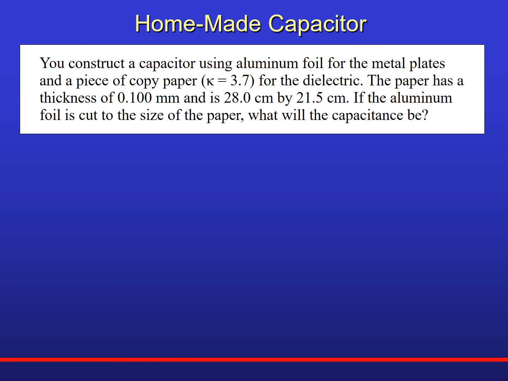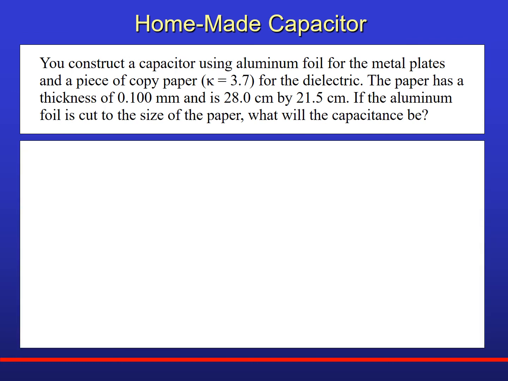Okay. The paper has a thickness of 0.1 millimeter, typical thickness of a piece of copy paper, and the size is 28 centimeter by 21.5 centimeter. If the aluminum foil is cut to the size of the paper, of course you have 2 pieces, what will the capacitance be? Go to the whiteboard. Okay. I like to go step by step because then it's easy to go back and check my work.